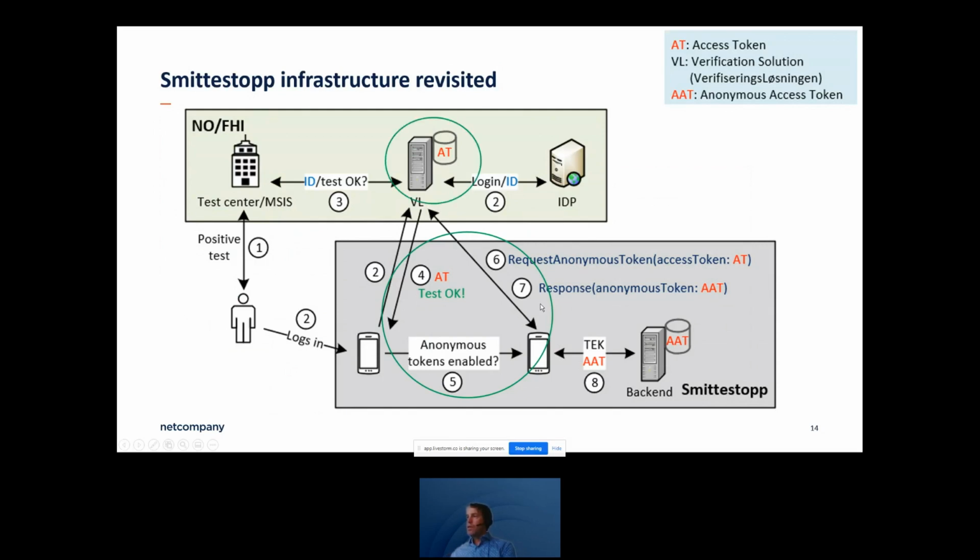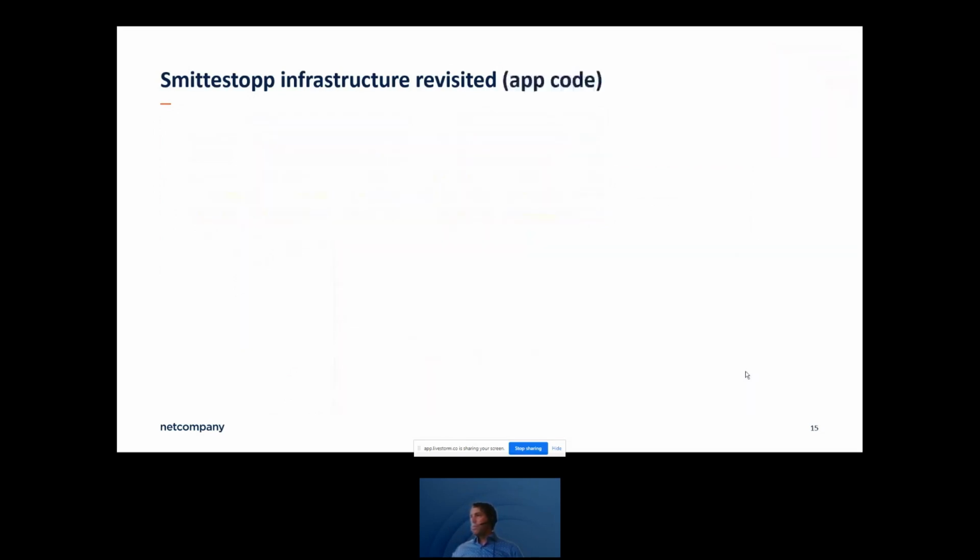And we now see that the access token here is not stored over here in the backend. It's not used in the backend. Here we only have the anonymous access token. As we saw earlier, the anonymous token in this case is basically just an access token, but it has been anonymized through the flow that I showed you earlier in the picture.